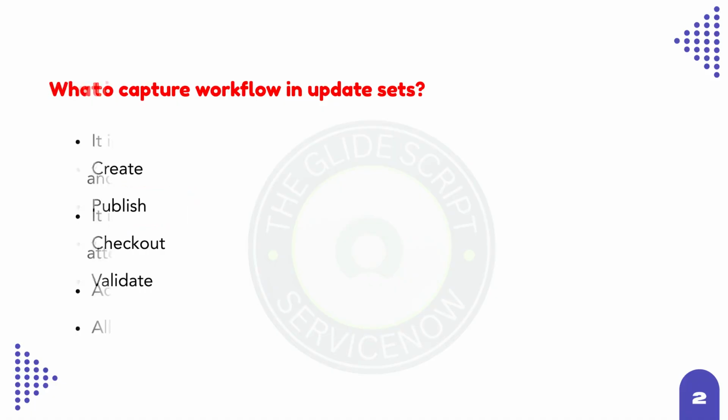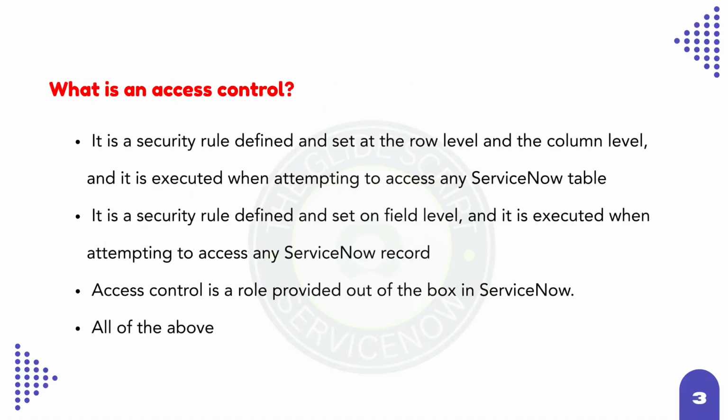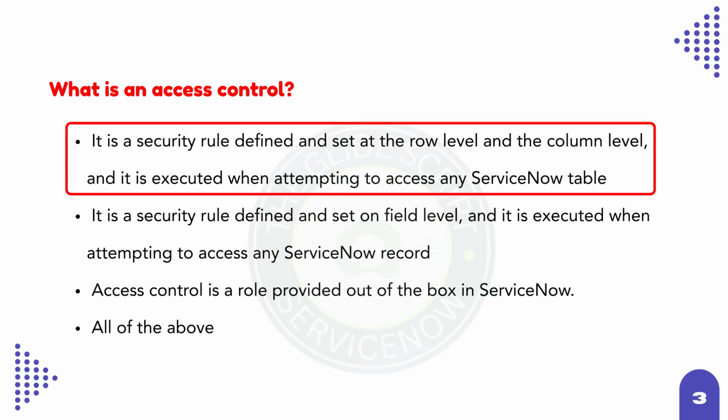And the next question is, what is an access control? And the correct option is, it is a security rule defined and set at the row level and the column level, and it is executed when attempting to access any ServiceNow table. So option number 1 is the correct.